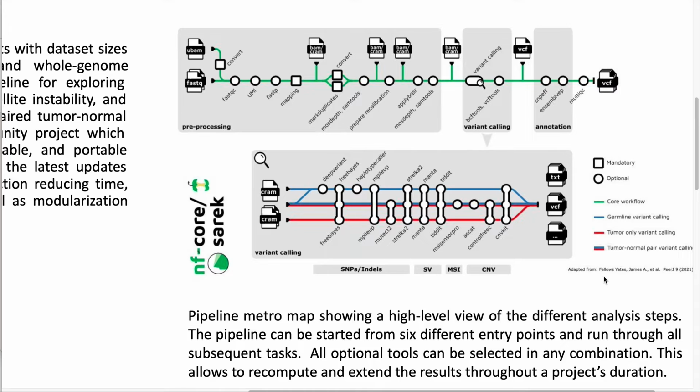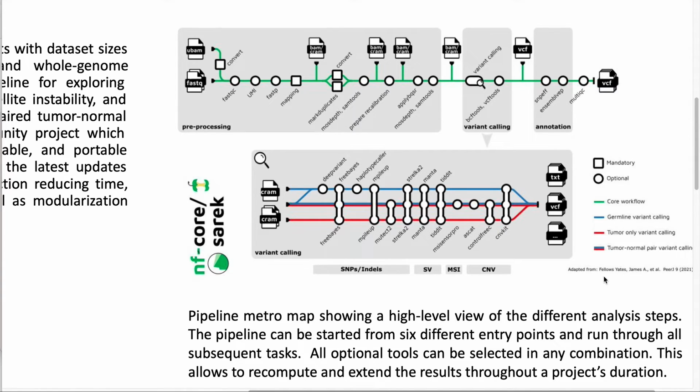The variant calling consists of three tracks. The blue one is for germline only, the red one for tumor only, and then the red and blue one for paired variant calling. As you can see, we have many different tools that are supported, and they can be run in any combination all together, mix and match, and they are all run in parallel.